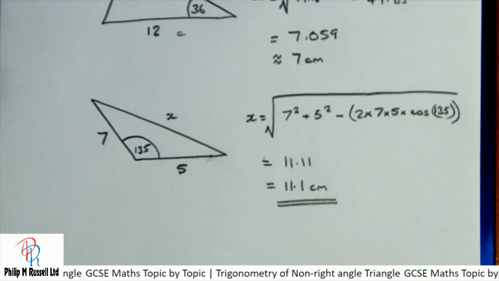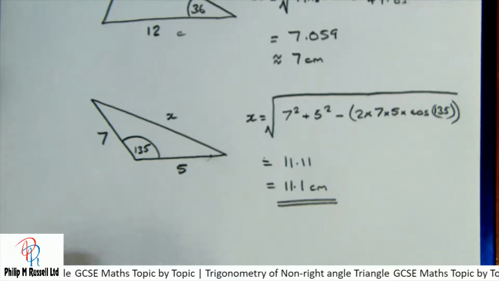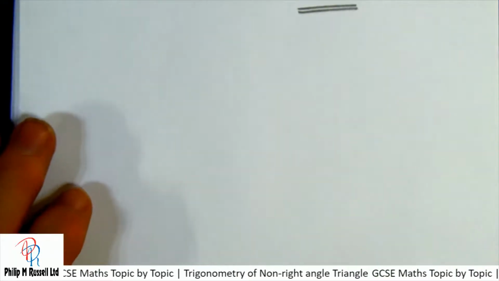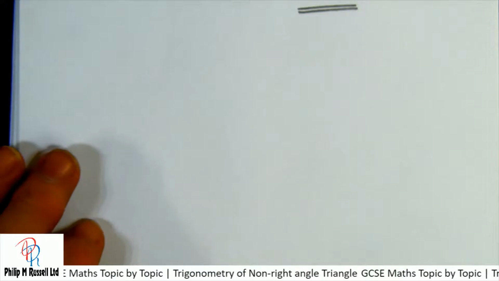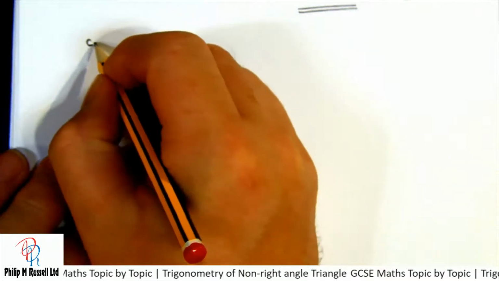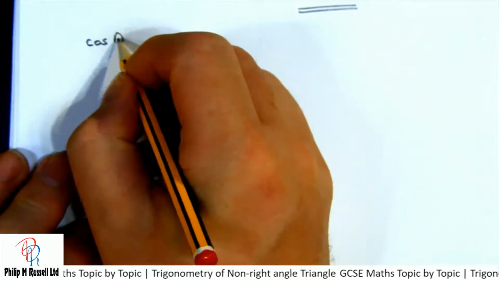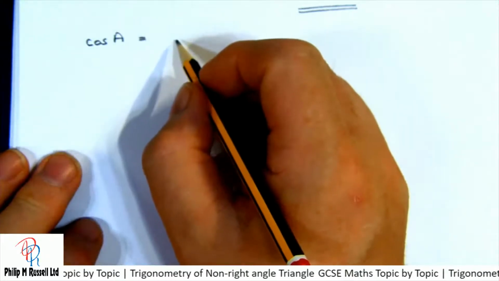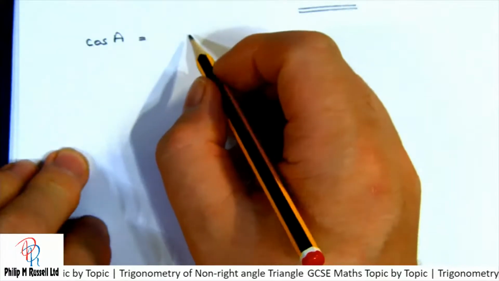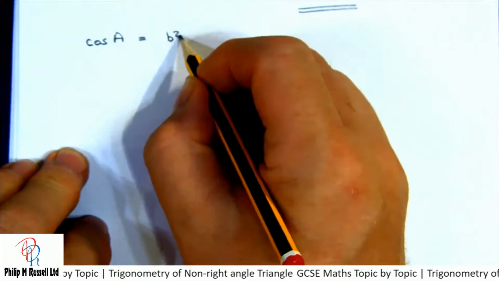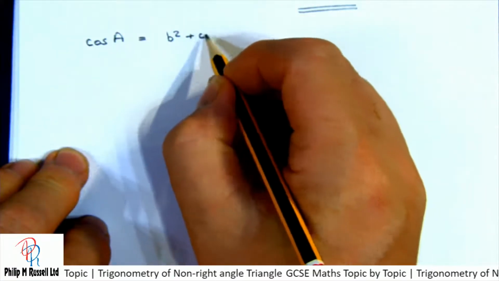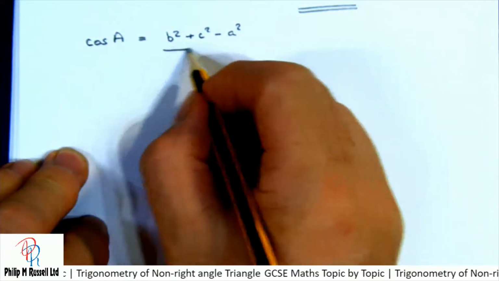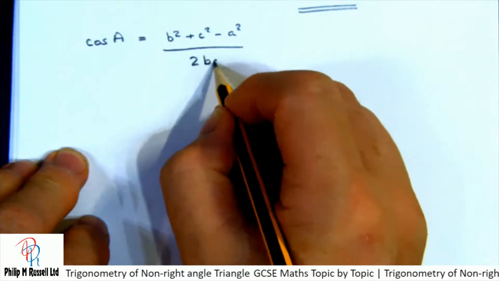Can we use the cosine rule to calculate an angle? Unfortunately, the answer to that one is yes. And because it is so, we need a new formula. The cos of my angle A is going to equal B squared plus C squared minus A squared, all divided by 2BC.